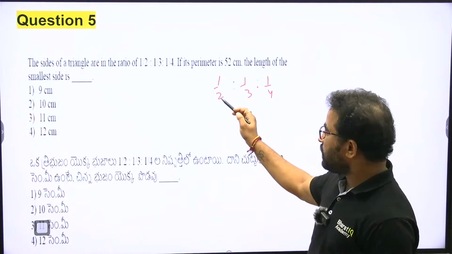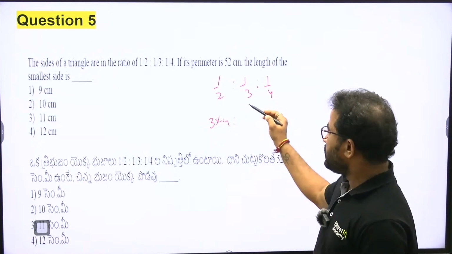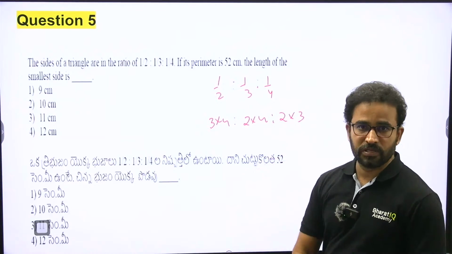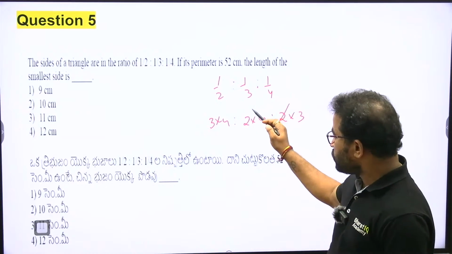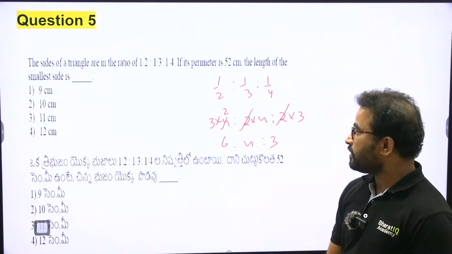Better you can write down that already 2 is existed means remaining value 3 into 4 numerator you can write down. 3 is already existed means 2 into 4. 4 is already existed means 2 into 3. Now you can cancel 2 ones are 2, 2 ones are 2, 2 twos are 4. Now ratio is equal to 6 is to 4 is to 3.